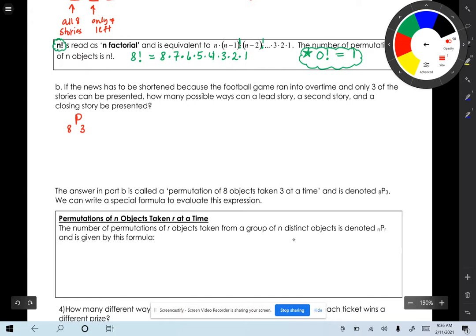8, choose 3. So the way you would write that is 8 times 7 times 6. And here's why. You have here in the first spot, lead story, second story, closing story. So 336 ways.